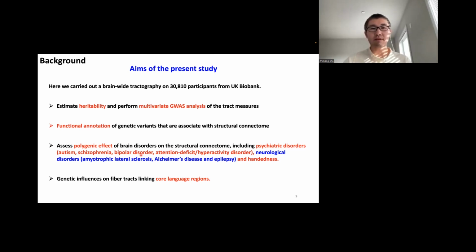We also map the polygenic effects of brain disorders onto the structural connectome, including a set of psychiatric and neurological disorders such as autism, schizophrenia, bipolar disorder, ADHD, ALS, and Alzheimer's disease, together with handedness. And finally, we take language function as an example to illustrate how we inquire and understand the genetic mechanisms of the white matter connectivity that is associated with a given cognitive function, by looking up our identified GWAS summary statistics.